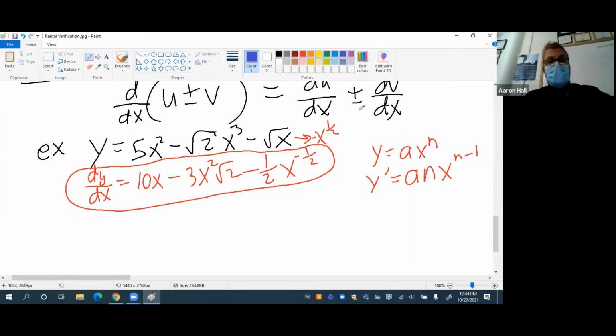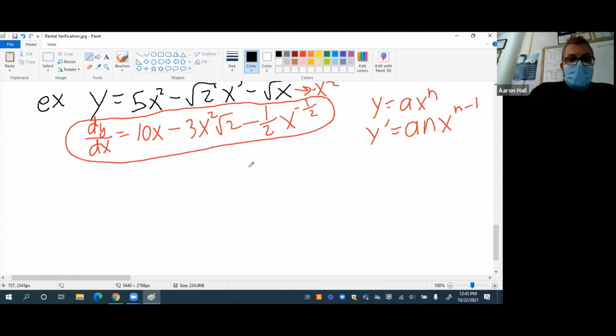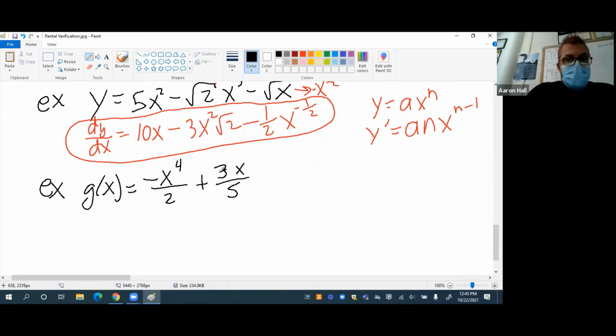So put square root in the x, because that is the source of potential confusion. Yep. All right, so let's move on. Let's do another example. So I have g of x equals negative x to the power of 4 over 2 plus 3x over 5, and then minus 7 over x. I'm going to give you a little bit of think time.